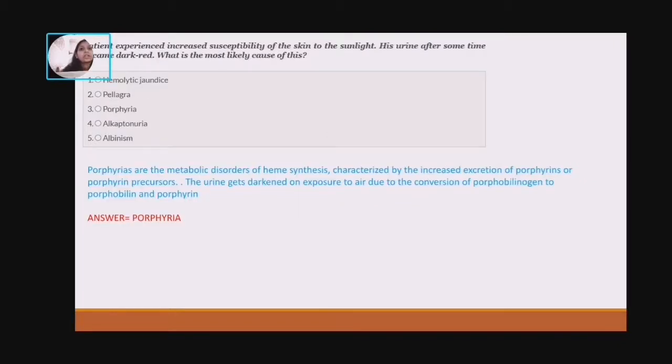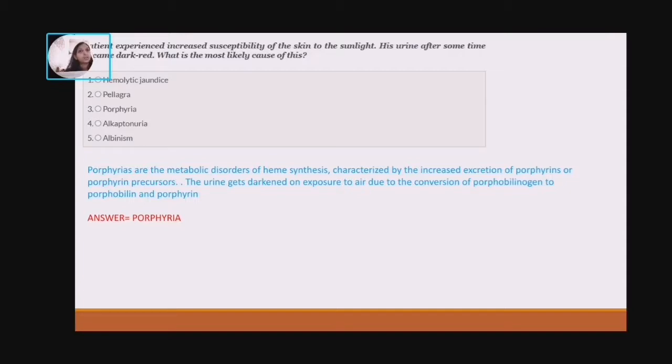The patient experienced increased susceptibility of the skin to sunlight. His urine after some time became dark red. So what is the cause? First of all, you have to notice the urine becomes dark red, and secondly, there is hypersensitivity to sunlight. So there are particular disorders called porphyrias.